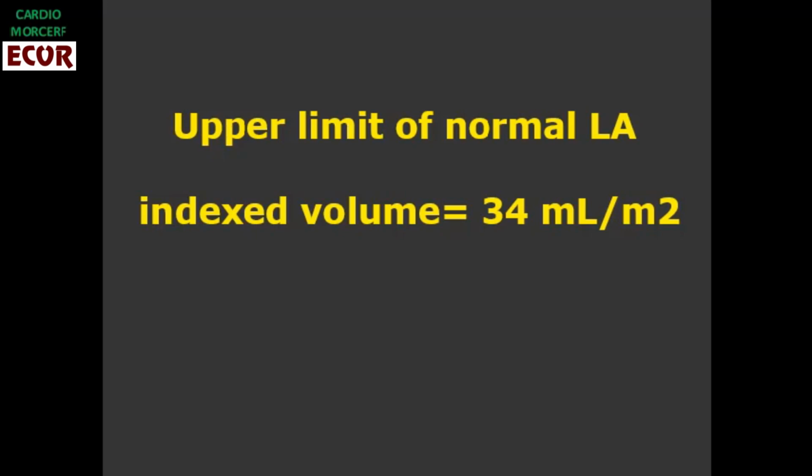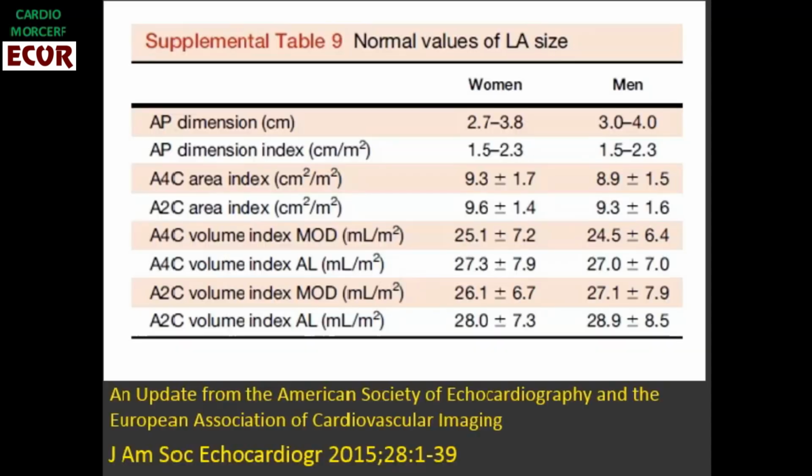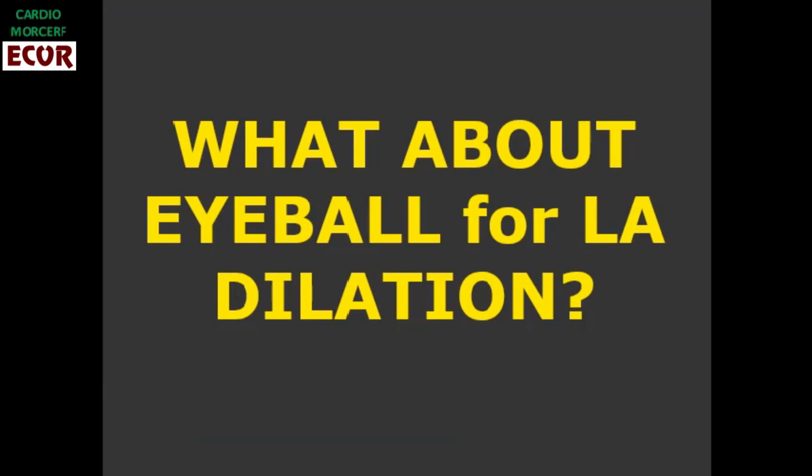The upper limit of normal of the LA volume indexed by the body surface area is 34 milliliters per square meter. For those who enjoy spending 9% of the time doing an exam just measuring, here are the full normal values. Now, what about eyeball?